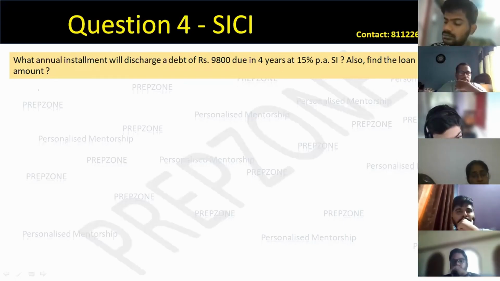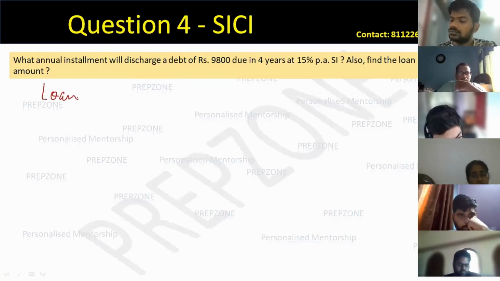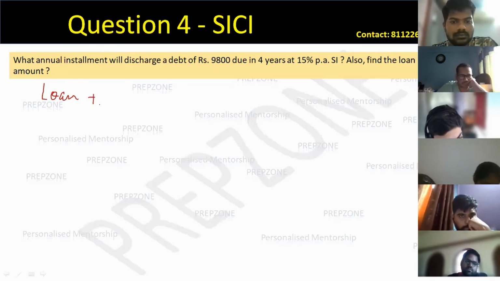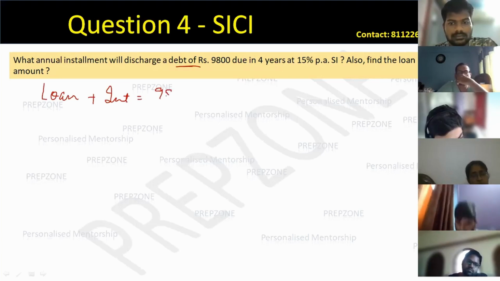Bank has given you some loan, right? So you definitely have to pay off the loan amount after 4 years. Whatever principal amount was given, you definitely have to pay off. What extra will you have to pay off? Interest. Correct. So loan plus interest should be equal to your total debt, which is ₹9,800. Correct? You have to calculate the loan amount.